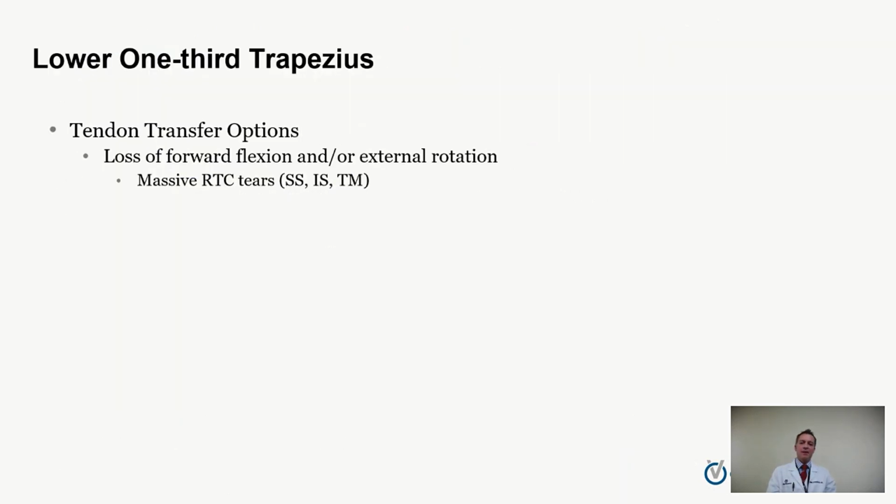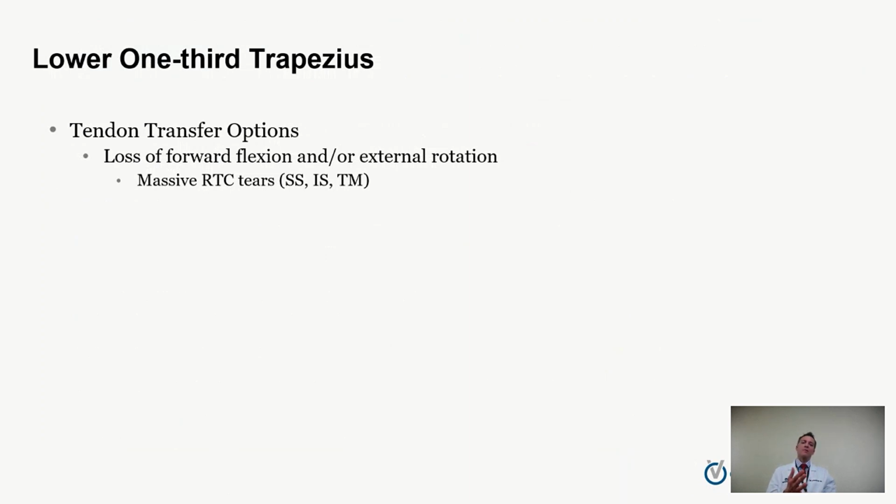So this is probably the newest and the hottest topic in terms of tendon transfers. This is called the lower 1/3 trapezius transfer. This can be really, really useful in massive non-repairable rotator cuff tears.